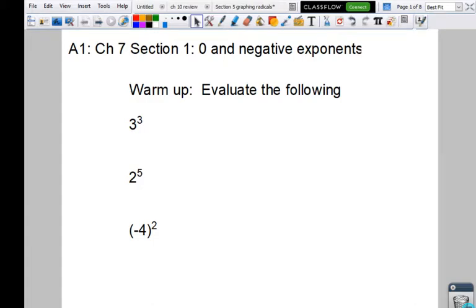All right. So this chapter we are starting on, and we're not going to get through this whole chapter. We might get halfway. We'll see. But this chapter we are starting on is all about exponents.